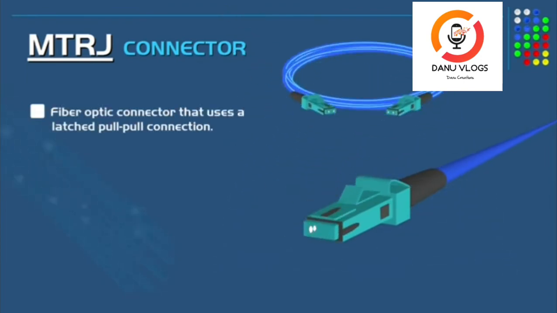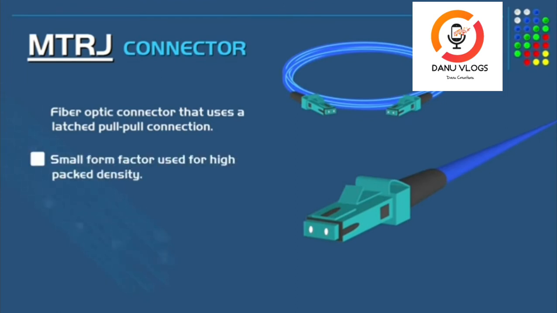And this is a fiber optic connector that uses a latched push-pull connection. It has a small form factor that's used for high pack density, and it was designed to replace the SC connector. The MTRJ uses two fibers in a single design, and it resembles the RJ45. This connector is becoming increasingly popular in fiber networks today.